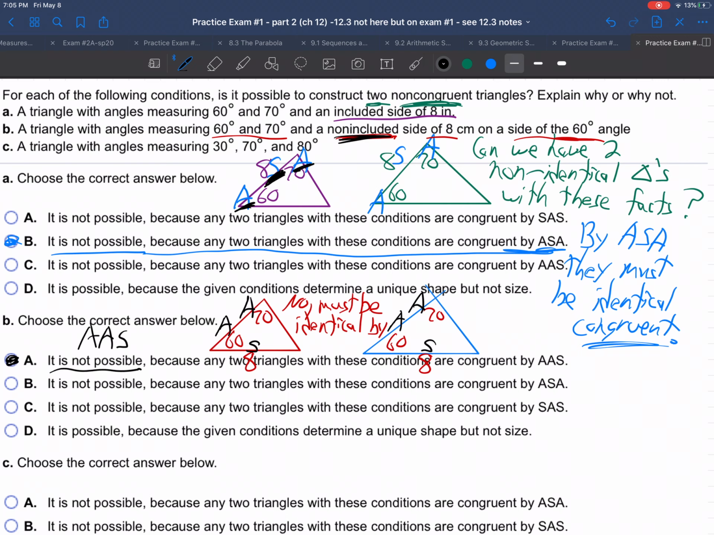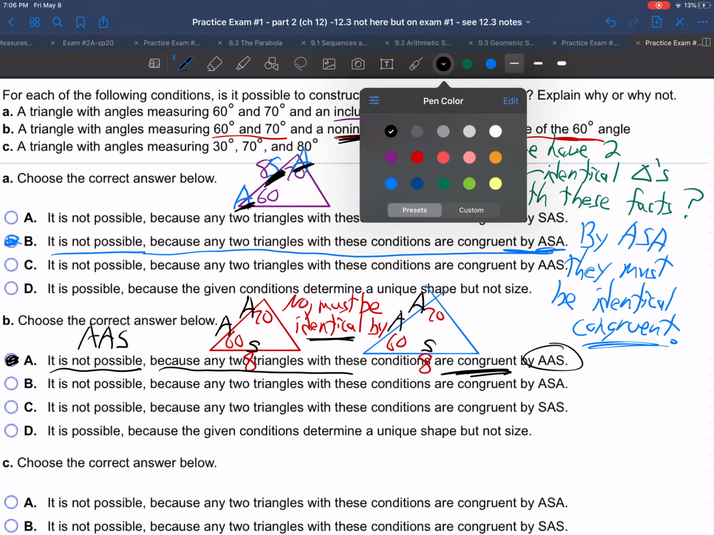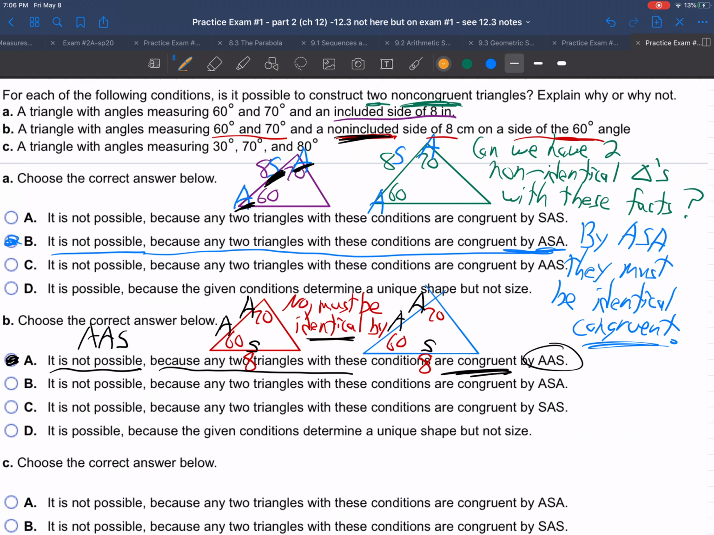It is not possible to make two different triangles because they would be the same triangle. They would be identical by angle, angle, side. They really have to be the same triangle. They can't be different. It's impossible to make two different triangles with those characteristics. They've got to be identical, congruent by angle, angle, side.